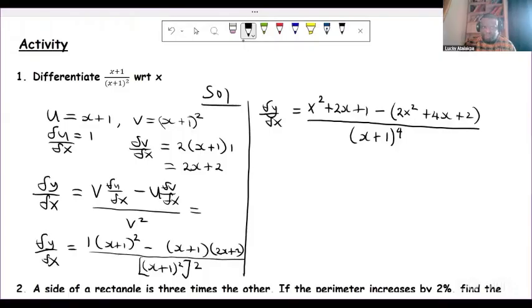So have I expanded this very well? Our u is x plus 1. Our v is (x plus 1) squared. du/dx is 1. dv/dx is 2 into x plus 1. So using the formula v du/dx minus u dv/dx, minus 2 into x plus 1, then another x plus 1.